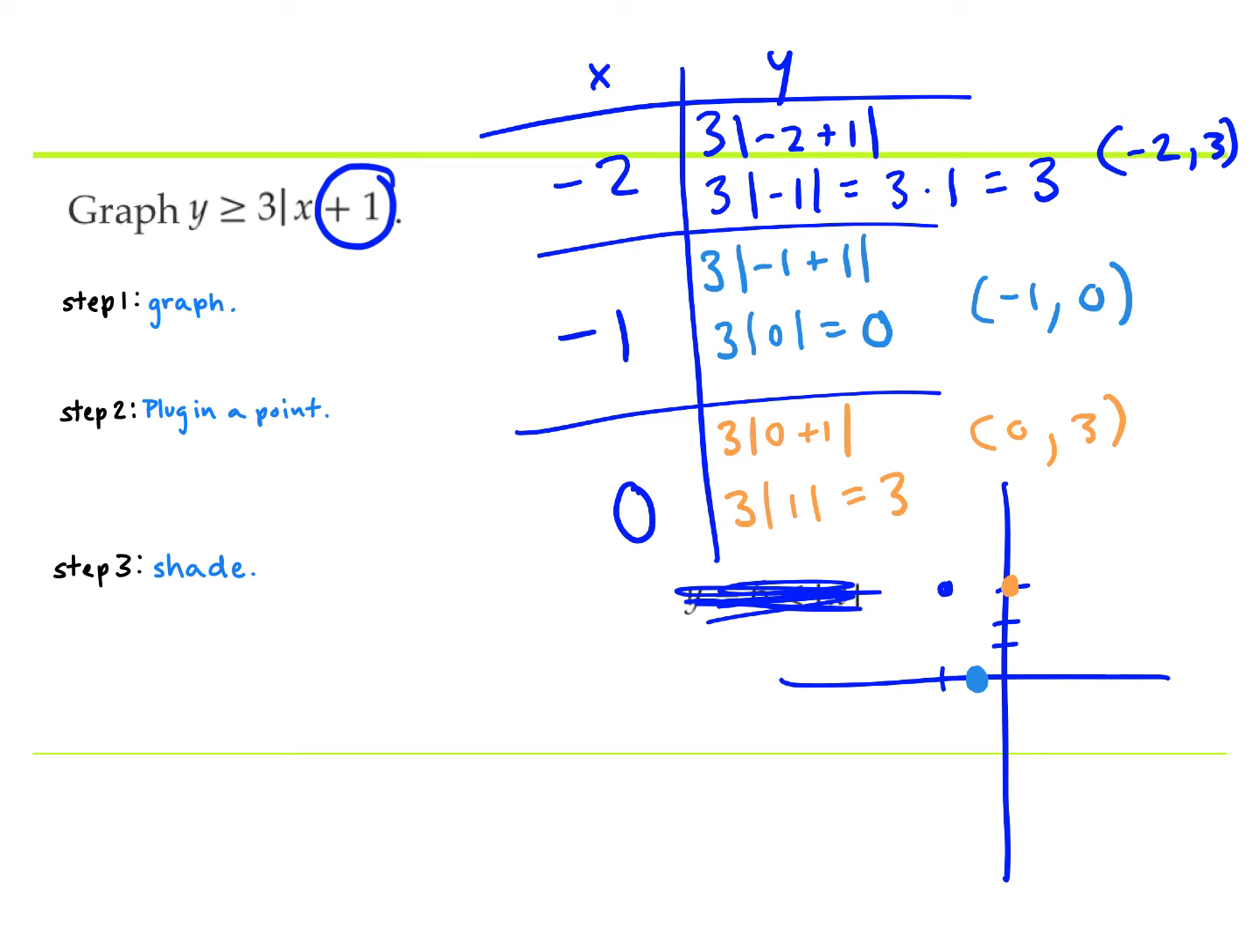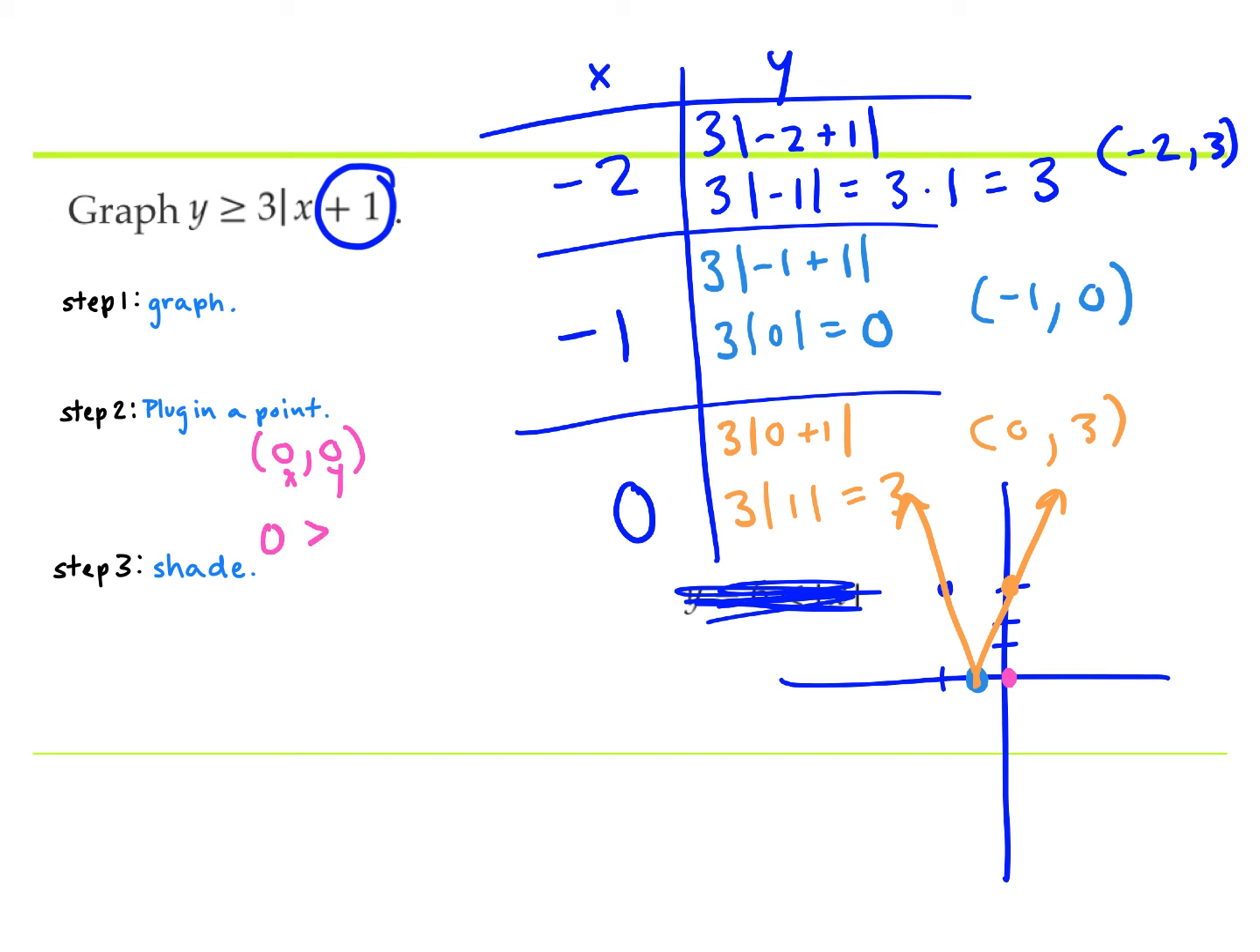Do I have a solid line or a dotted line? Or solid V or dotted V? A solid V. What should I do next? Plug in 0, 0. So this is the point that I'm testing. So I have 0 for x and 0 for y.